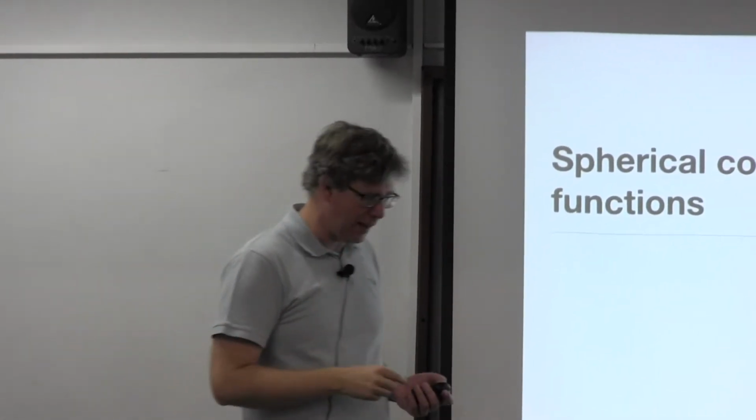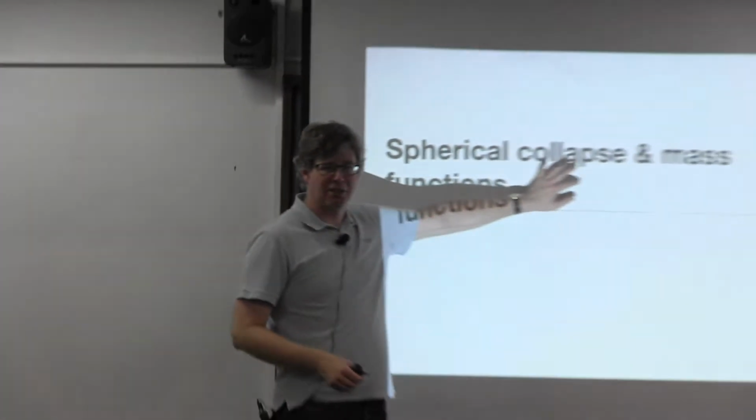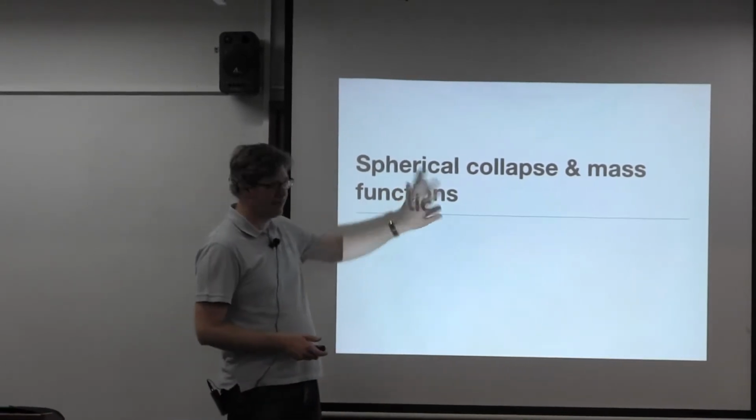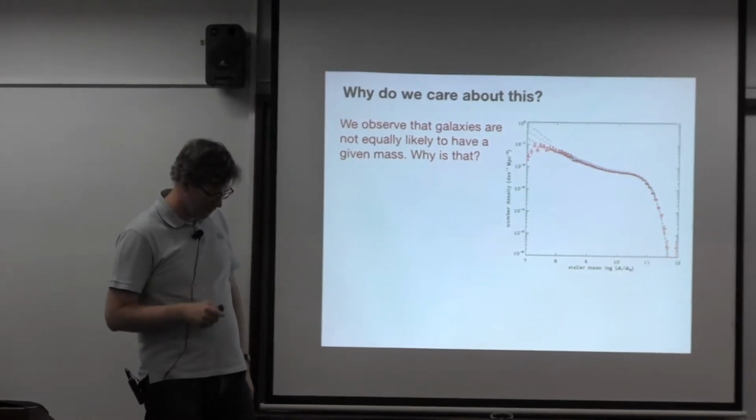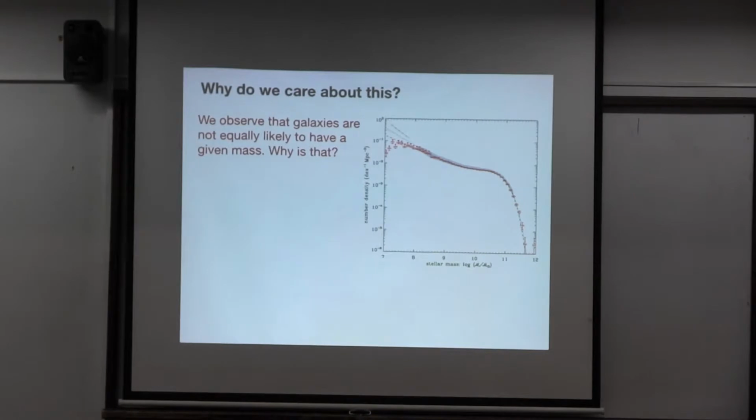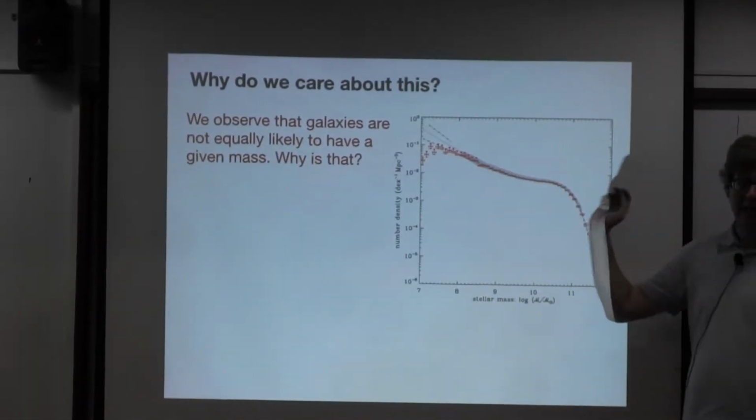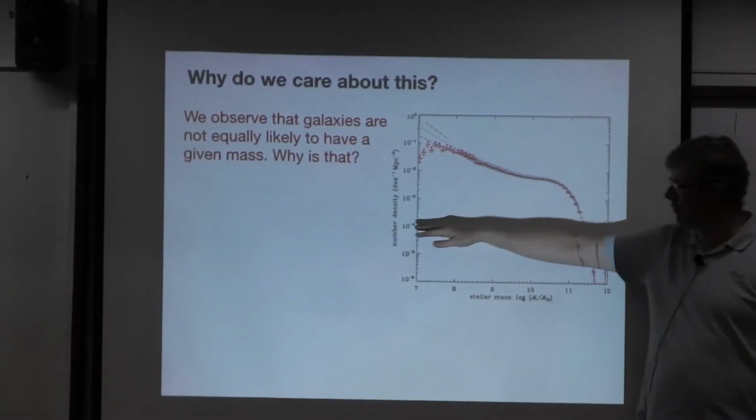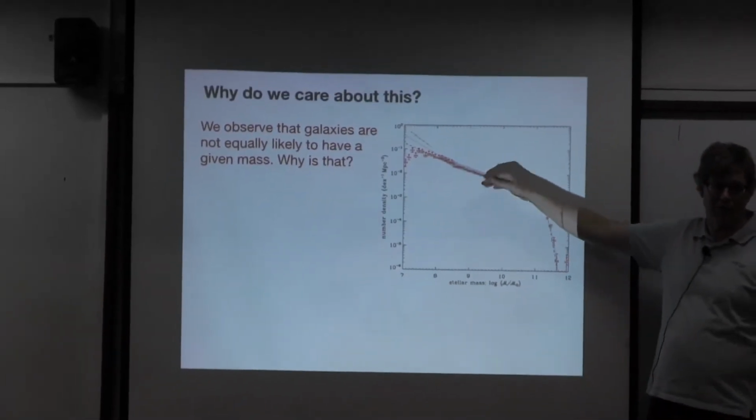What we're going to do today is develop something called spherical collapse theory, which is a clever way of cheating. And we're going to use that to calculate mass functions of galaxies. And you'll see that's quite exciting. So here, the motivation is we want to understand why galaxies are not equally likely to have any given mass. I mean, why is the number of galaxies as a function of mass not a constant, for instance? Why does it vary with mass?